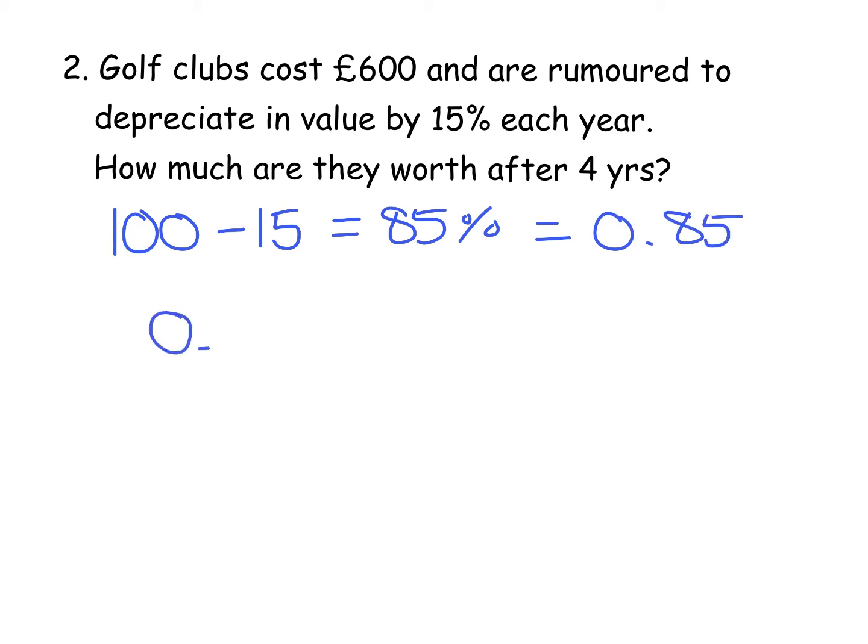Now, the next bit is, this one's slightly different. It's saying that I want the value after 4 years. So we put a power of 4 on it, and we times that by the money. So we stick on the 600.